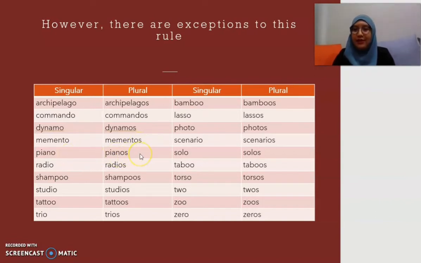Piano, pianos. Note the spelling. Radio, radios. Shampoo, shampoos. Studio, studios. Tattoo, tattoos. Trio, trios. Bamboo, bamboos. Lasso, lassos. Photo, photos. Scenario, scenarios. Solo, solos. Taboo, taboos. Torso, torsos. Two, twos. Zoo, zoos. Zero, zeros.